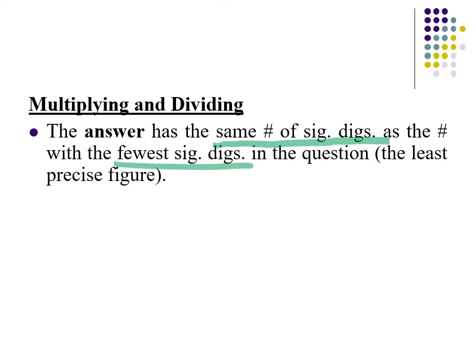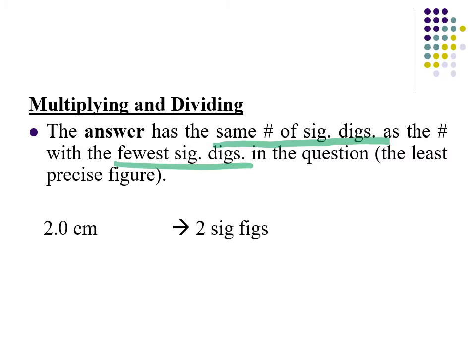So you look at all the numbers you put into your calculation, whichever one is least precise, find out how many significant digits it has, and then you're going to have that same number in your answer. So your answer has the same precision as the least precise measurement.